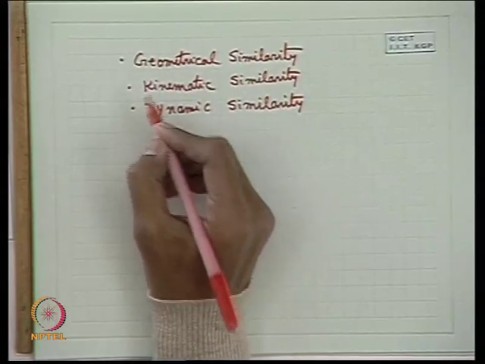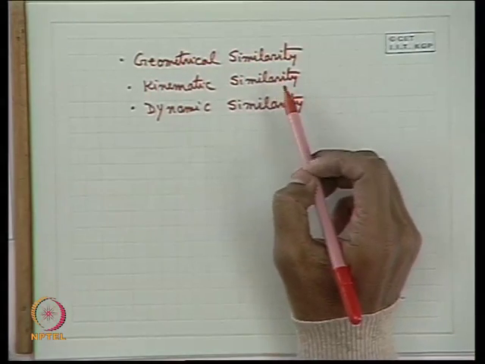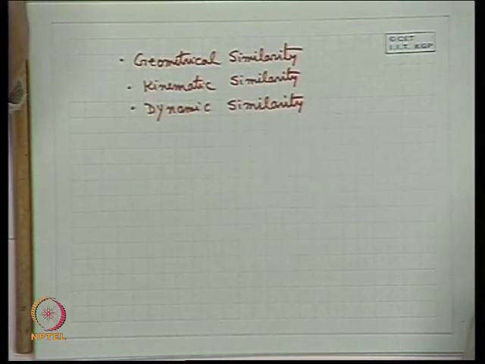Now, if we identify a particular class of problem, then the geometrical similarity between two problems of the same class is attained when the ratio of one length of a system to the corresponding length of the other system bears a fixed ratio. Similarly, the kinematic similarity is attained when the velocity of a point of one system, corresponding to the velocity of the corresponding point of the other system, bears a fixed ratio.